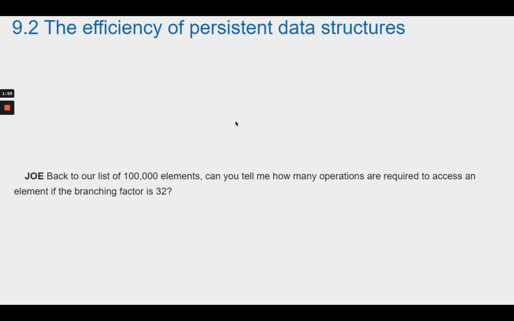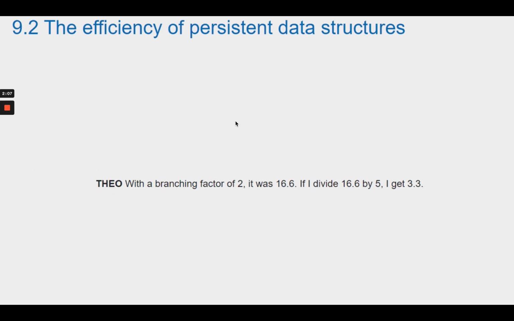Joe: Back to our list of 100,000 elements. Can you tell me how many operations are required to access an element if the branching factor is 32? Theo: With a branching factor of 2, it was 16.6. If I divide 16.6 by 5, I get 3.3. Joe: Correct. Tip: By using a branching factor of 32, we make element access in persistent lists more efficient.